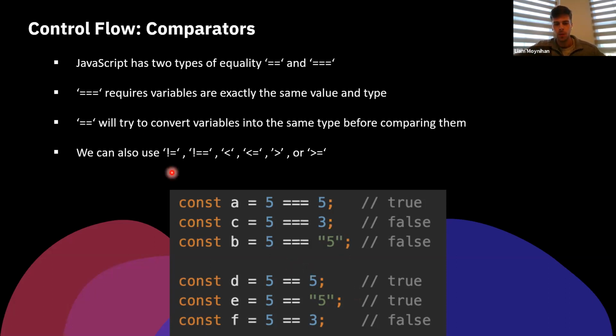And then we also have the inverse of equality with our exclamation equals, which means not equals or not triple equals. And then we can also do the standard less than, less than or equal to, greater than, and greater than or equal to.